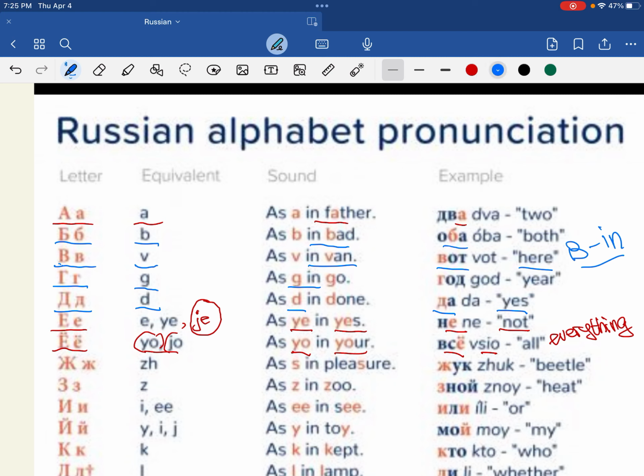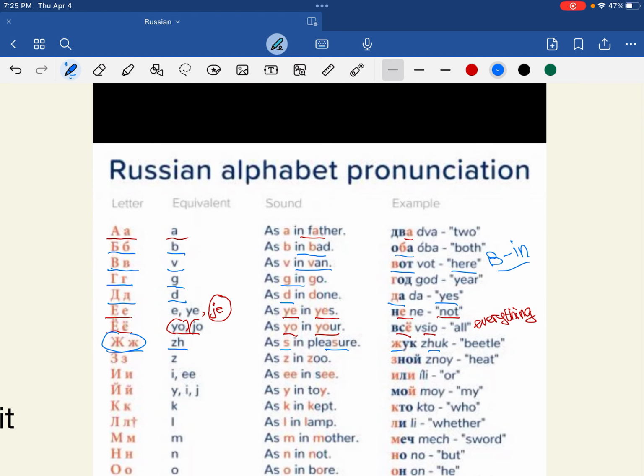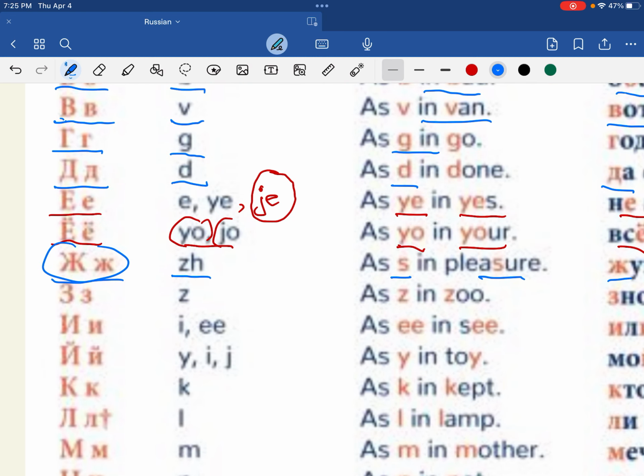The next consonant is ж. It's pronounced like zh. In English, it would be pronounced like pleasure, though it's not the equivalent of this letter. It's just a letter that makes the sound zh in this case between these vowels, like pleasure in English. I hope it's clear. And in Russian, it would be pronounced like zh in zhuk. It means a beetle.